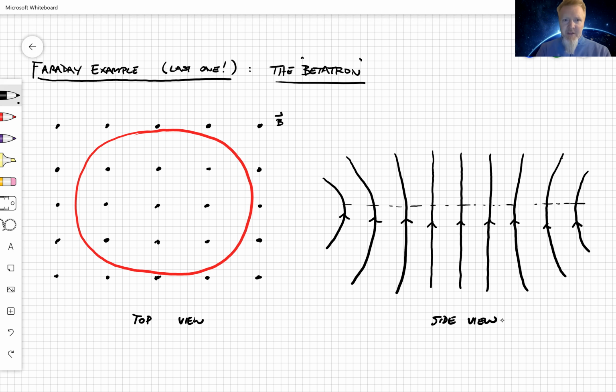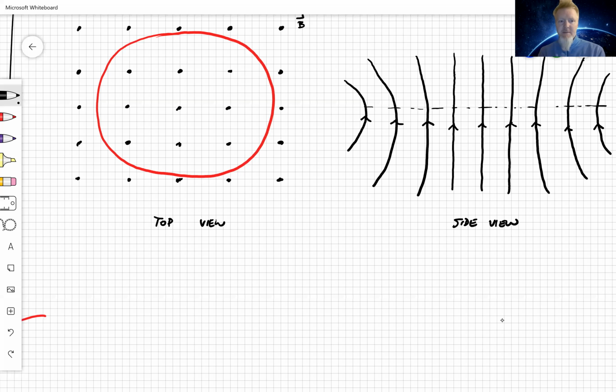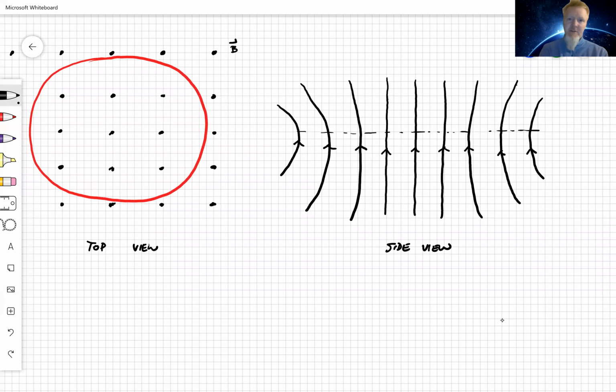So let's suppose that the B field is varying spatially, as you can see, but it's symmetric on both sides, right? If I choose this middle arrow and I look to the left and I look to the right on my side view over here, then it looks essentially like if I folded it this way, it looks symmetric. Okay, and let's have the B field increase with time.